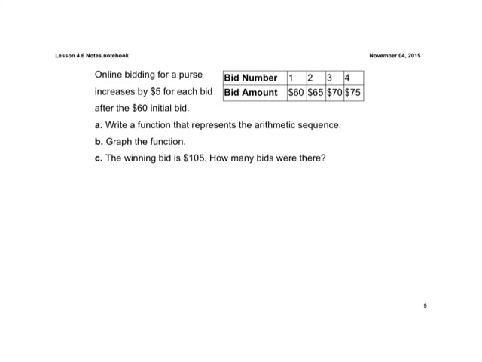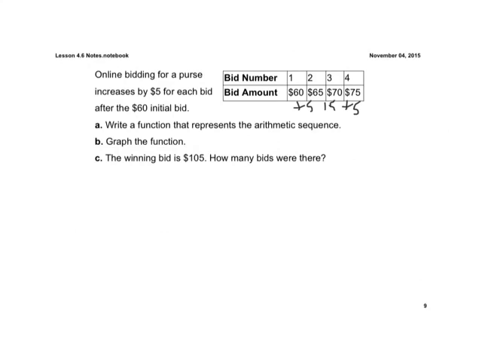All right, last example here. We need 3 things. Write a function that represents the sequence. We're online bidding for a purse. It increases by 5 each bid. That's our difference: plus 5 each term. Plus 5, plus 5, plus 5. After a $60 initial bid, that's our a sub 1.